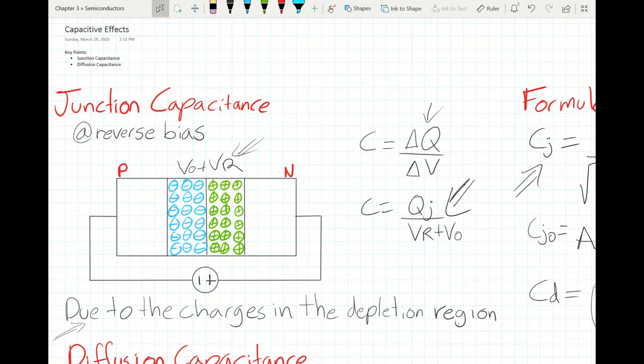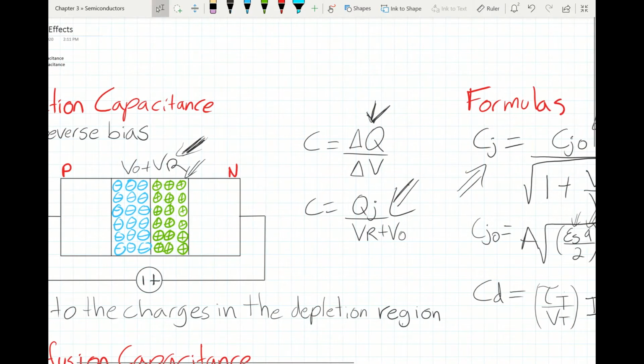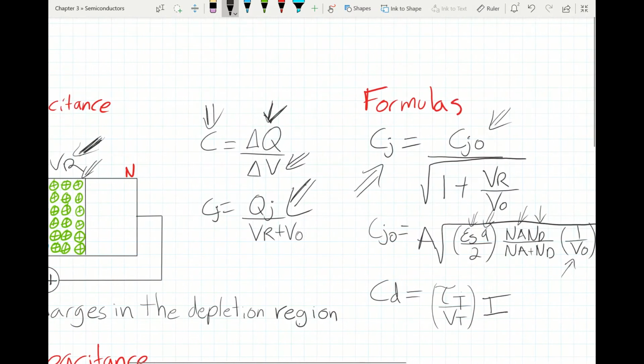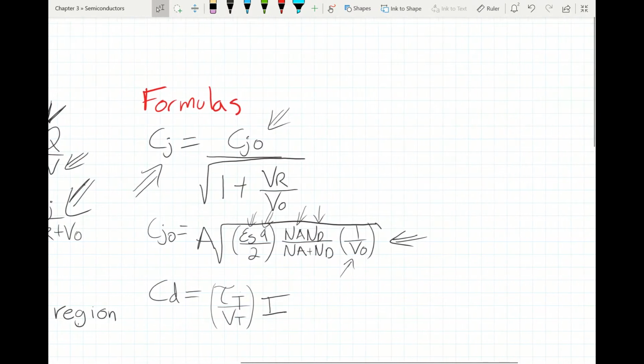So you have a change in the charges stored in the depletion region that is due to this voltage, the reverse voltage, and since you're having a change in charges due to a change in voltage, you end up with a capacitance, a junction capacitance here. And the derived formulas are right here. Just the top two, the one in the bottom is the next one that we're going to look at.